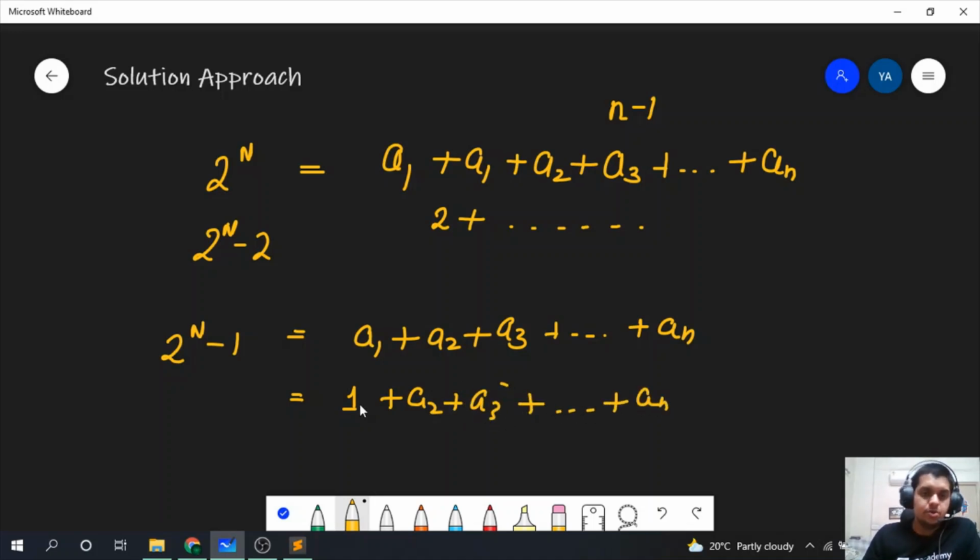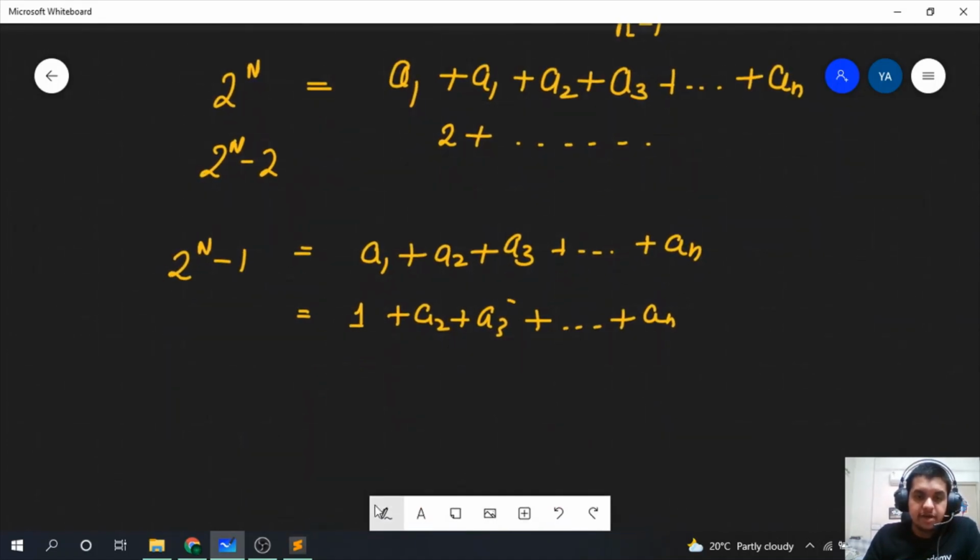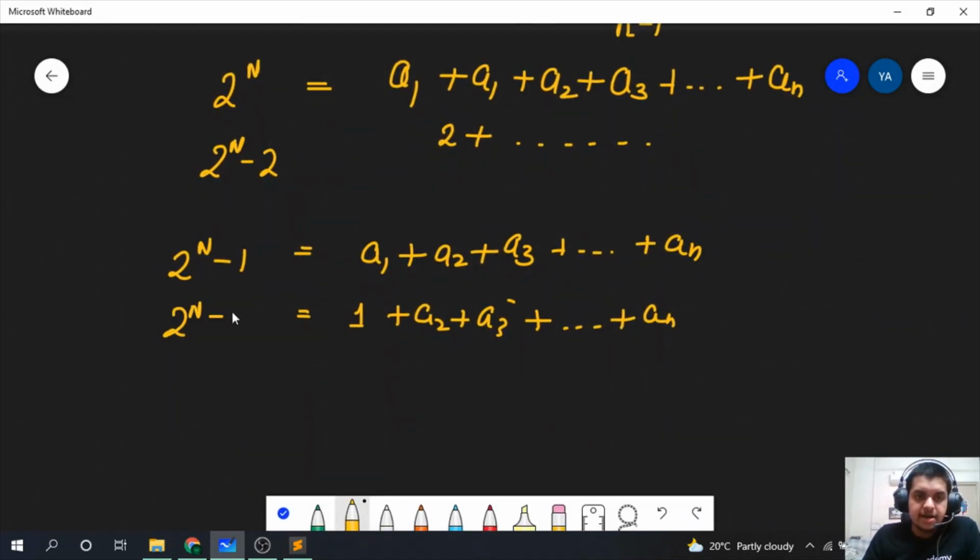Now we are going to try and write this in its binary representation. In general, if I give you a number of the form 2 to the power n, what will be the binary representation of 2 to the power n minus 1? It's very easy. It's going to be all ones. Just to check quickly, if n was equal to 4, then 16 minus 1 is 15. And what is the binary representation of 15? It is nothing but 1, 1, 1, 1. So 8 plus 4 plus 2 plus 1.